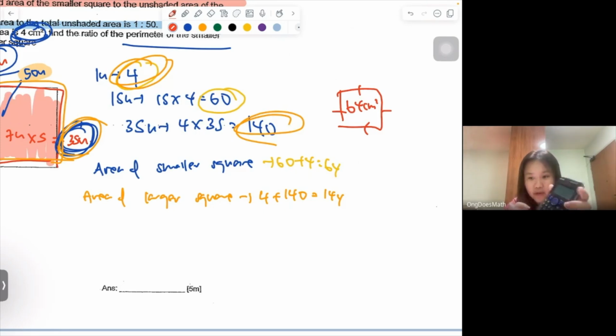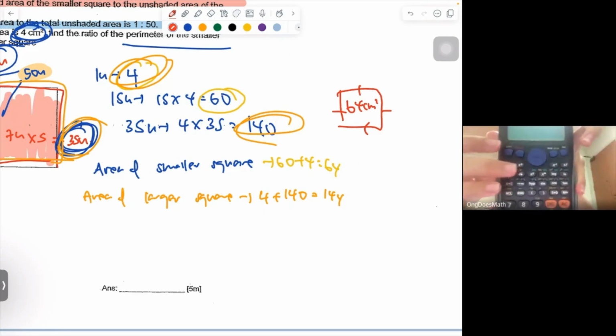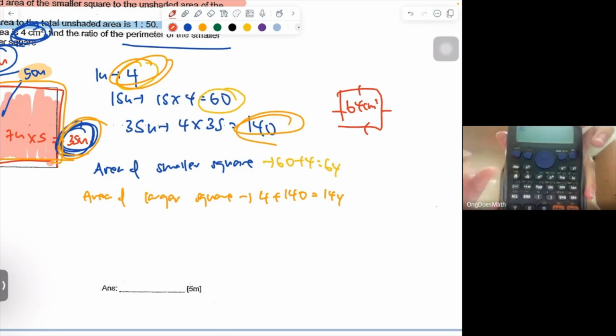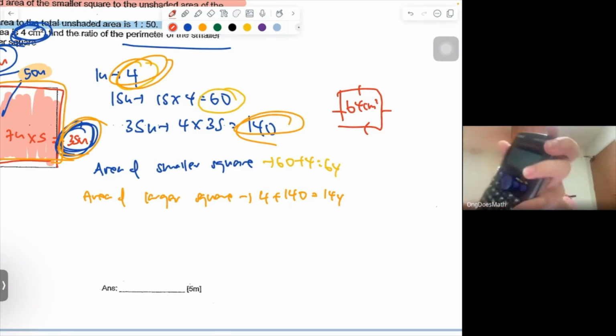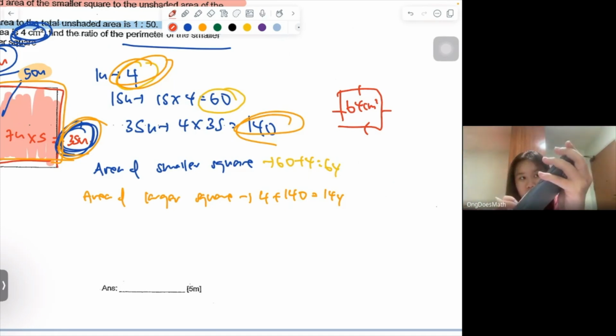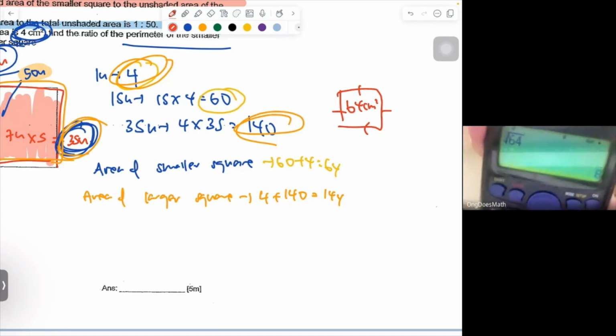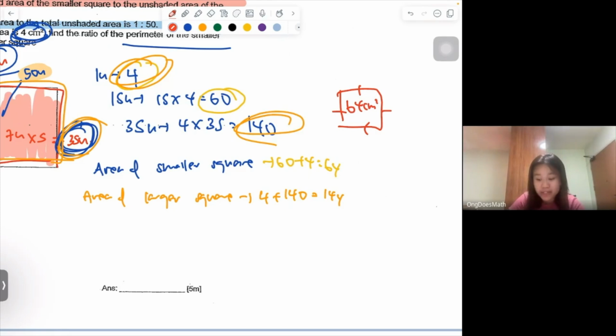So if you look at your calculator, there's this square root function over here. So you just have to key in square root of 64 and you'll get 8. So which means that for the smaller square, each side is 8 cm. 8 cm, 8 cm, 8 cm.